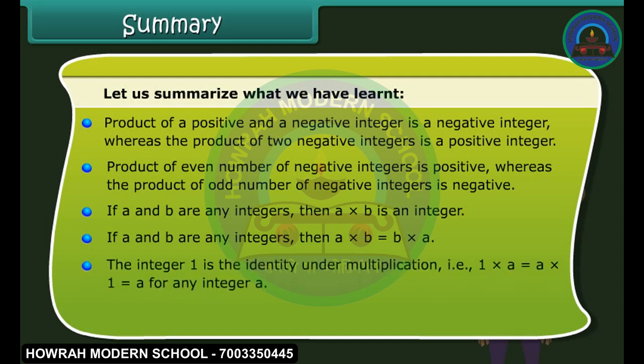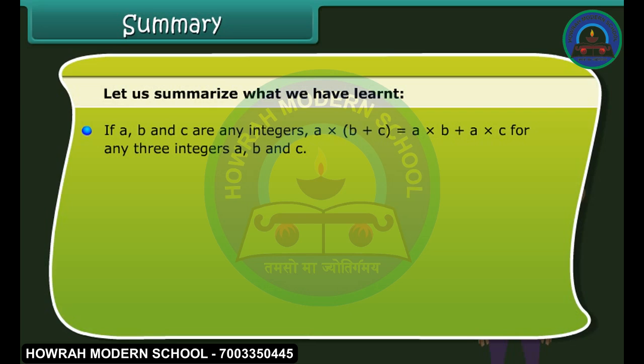The integer 1 is the identity under multiplication, that is, 1 × a is equal to a × 1 for any integer a. If a, b and c are any integers, then (a × b) × c is equal to a × (b × c). If a, b and c are any integers, a × (b + c) is equal to a × b + a × c for any three integers a, b and c.